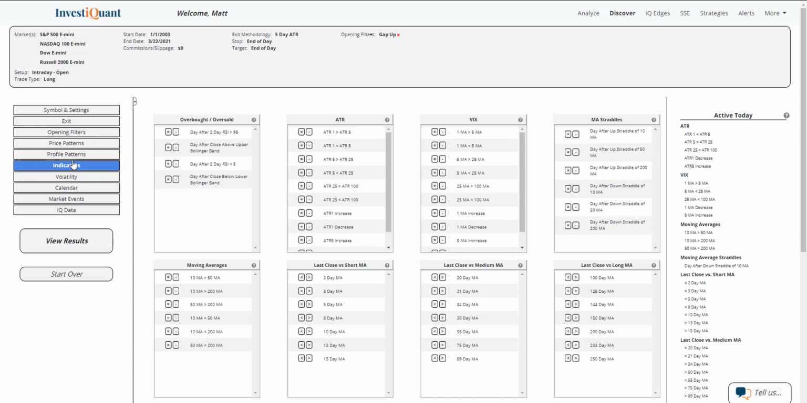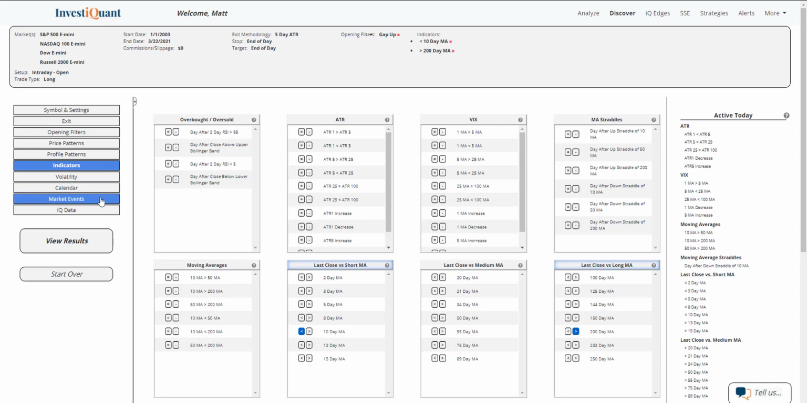Next, I'm going to go into the indicator section and put us in a similar market environment. So Friday ended up closing weak relative to the entire week, and it also closed below a 10-day moving average. So we are below a 10, but above a 200-day simple moving average. So a little bit of a weaker bullish environment. So I've got that selected.